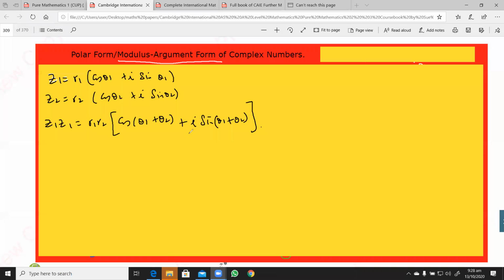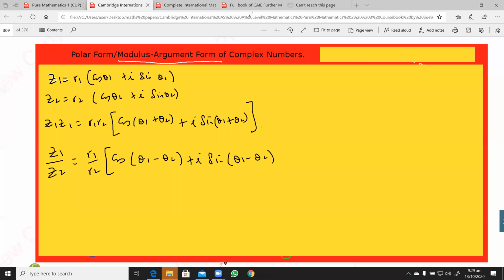So this is what we have done so far. Now guess, if you have to find Z1 over Z2, what would that be? R1 over R2 and... exactly, very intelligent, cos theta 1. Please remember, the upper argument minus the lower argument, plus iota sine theta 1 minus theta 2.